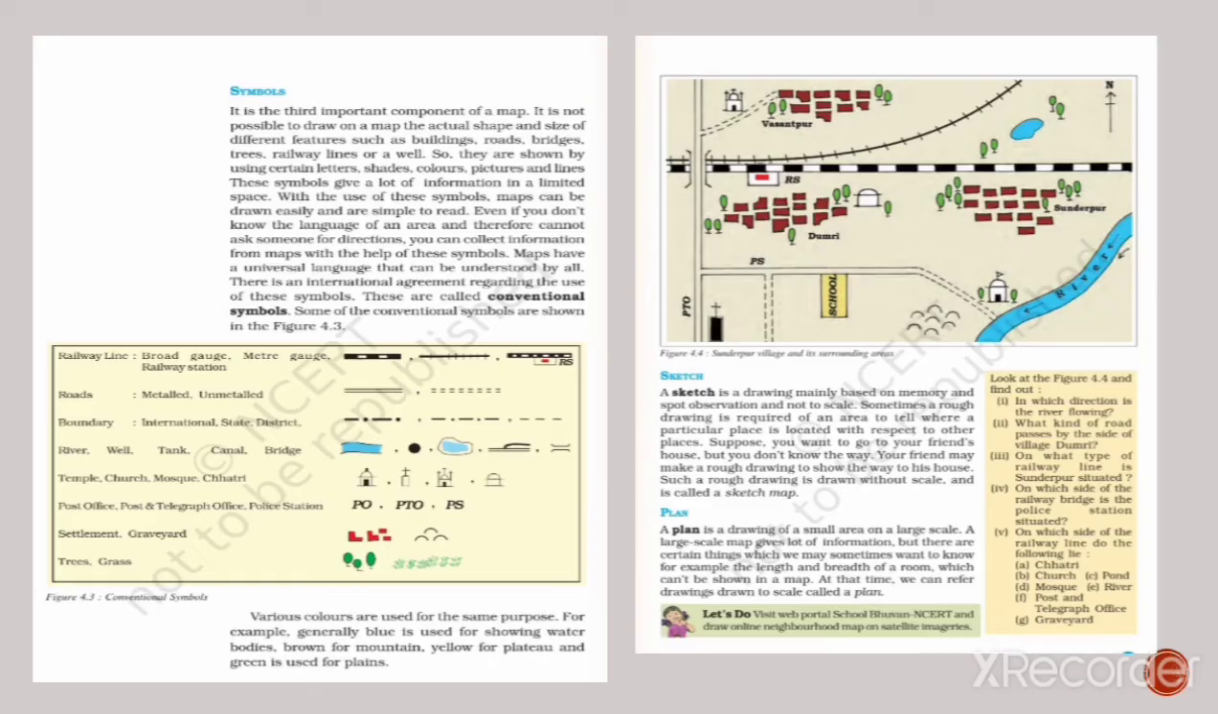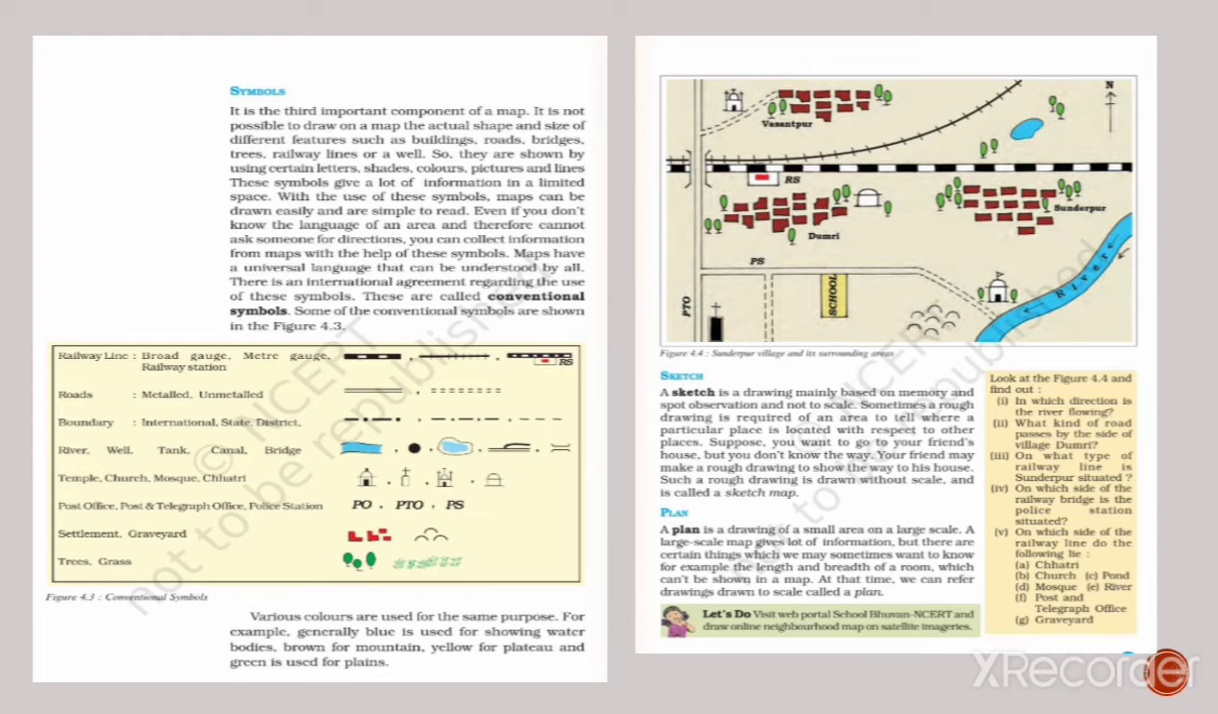The most important and third component of the map is symbols. We know it is impossible to draw the actual shape and size of the buildings, roads, bridges, railway lines and so on in the map. So these are indicated using certain letters, shades, colors, pictures and lines. To make the reason clear, let's consider a water body.